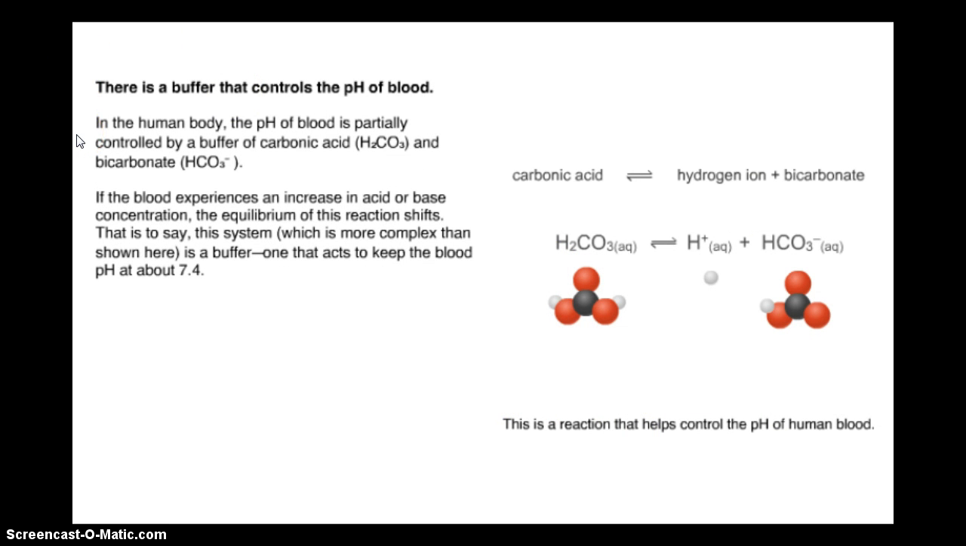In the human body, the pH of blood is partially controlled by a buffer of carbonic acid, H2CO3, and bicarbonate, HCO3 with a -1 charge. If the blood experiences an increase in acid or base concentration, the equilibrium of this reaction shifts. That is to say, this system, which is more complex than shown here, is a buffer, one that acts to keep the blood pH at about 7.4. So the carbonic acid can turn into hydrogen ion plus bicarbonate, or bicarbonate and hydrogen ion can turn back into carbonic acid. This is a reaction that helps control the pH of human blood.